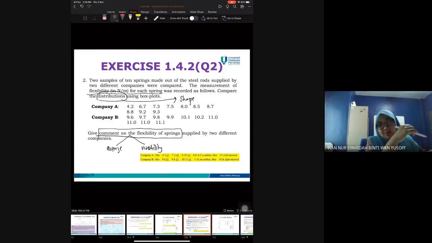But here we have a general question, just to comment on the data. The flexibility of the spring is your variable, meaning your data. So we just need to comment on the data, and you can use either average or variability, or maybe both. So how do we know whether you need to do both or just one? Another trick is to look at the marks that you have. Let's say you have 4 marks, so 4 marks means both must be there, average and also variability. Let's say you just have 2 marks, then either one.